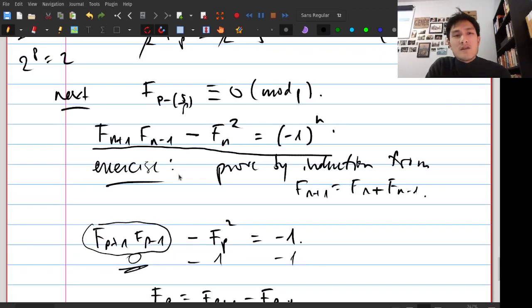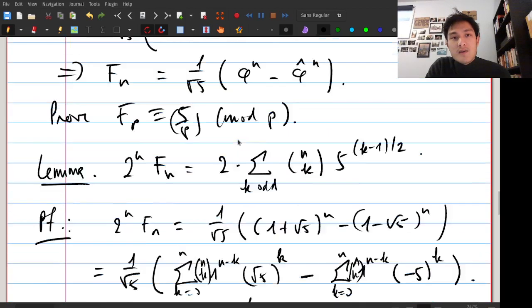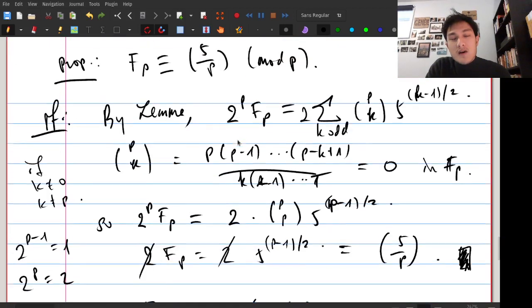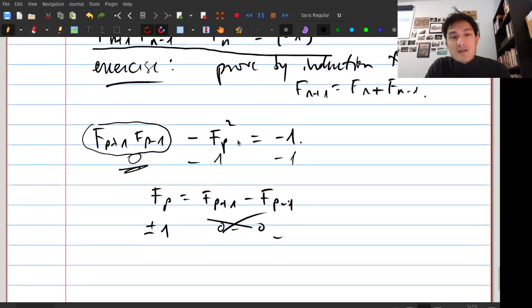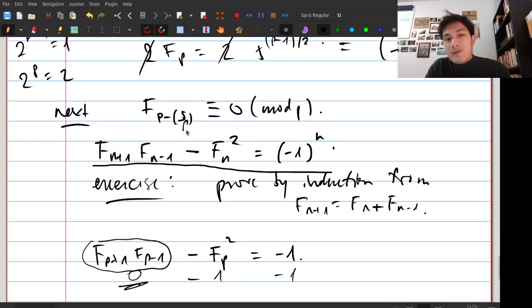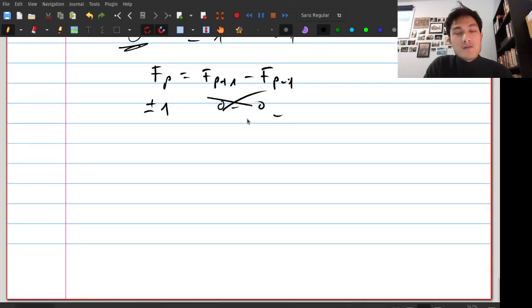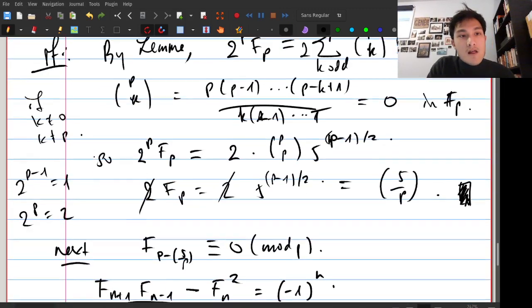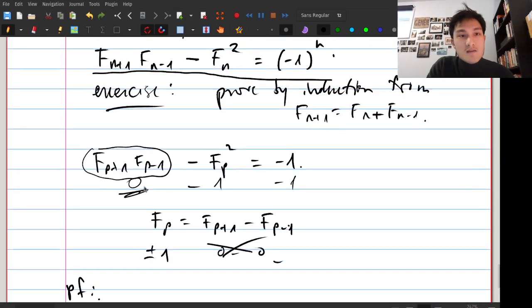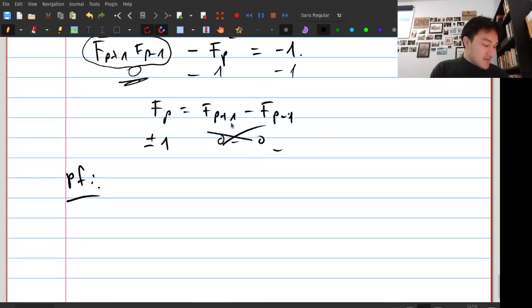And for the rest, this actually holds even when p equals 5, like we showed up here. It holds when p equals 5, because (5/p) is going to be 0, and then f_p was equal to 5, and 5 is 0 mod 5. So it worked when p equals 5, and now we'll just assume that p is not 2 and p is not 5 for the rest of the proof. So it's an odd prime that's not equal to 5. So let's prove this statement.